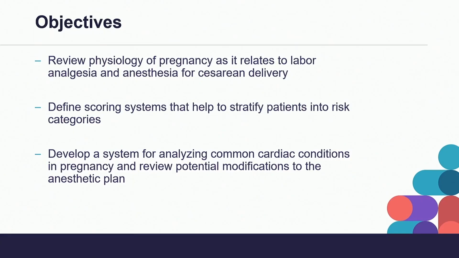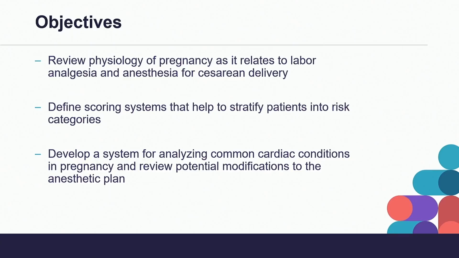So we're going to briefly review the physiology of pregnancy because it may be some time since you've thought about that, or since you've really applied it to cardiac patients, and talk about how it relates to labor analgesia and anesthesia for cesarean delivery. We're going to talk about some scoring systems that I find pretty helpful for stratifying patients into risk categories, and then talk about some common cardiac conditions that we see in no matter what your practice really is, academic or private, big or small. You're going to see people come in with a fair amount of cardiac conditions. So we're going to talk about how we can apply a framework to review potential modifications for someone's anesthetic that may be helpful.